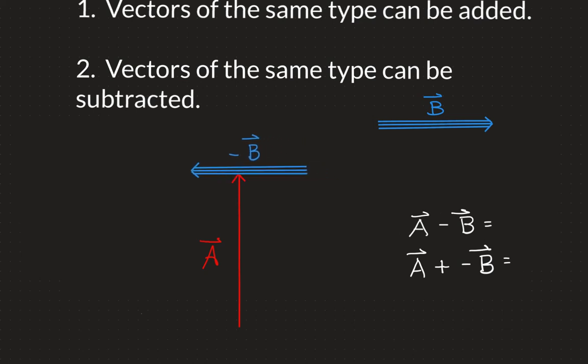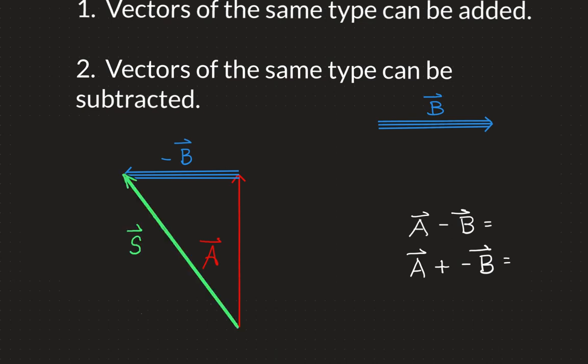Now I can move it to the proper position, which is with its tail to the tip of the first vector. Now we have a new resultant vector. I have labeled our new resultant vector S, since R was already taken by the addition of A and B. So A minus B gives us vector S.